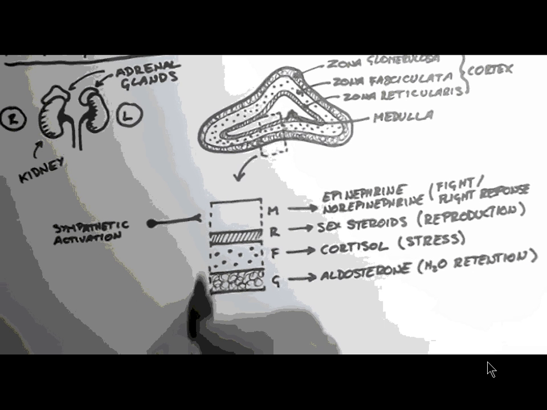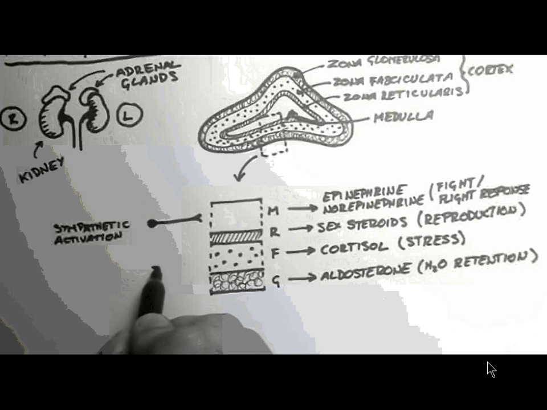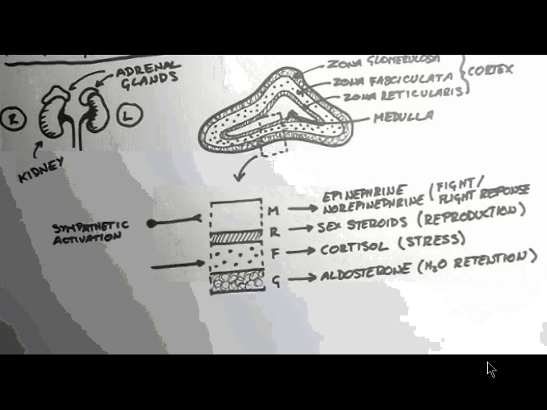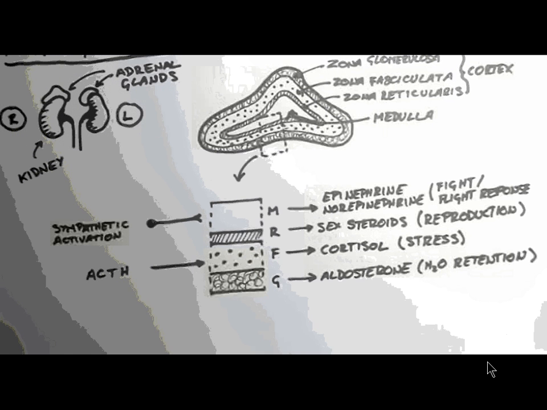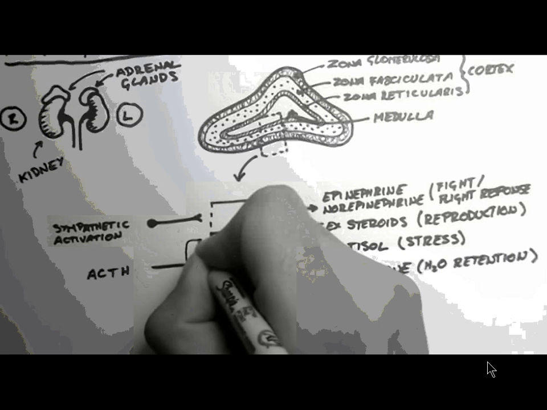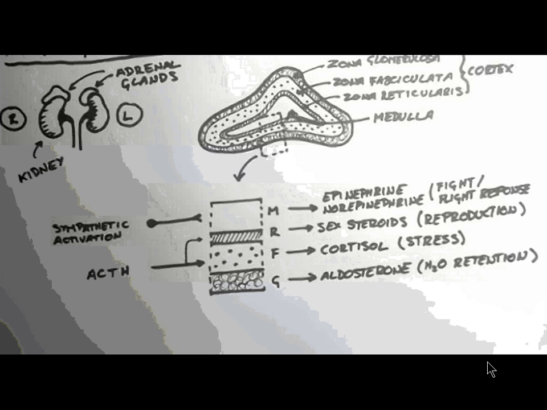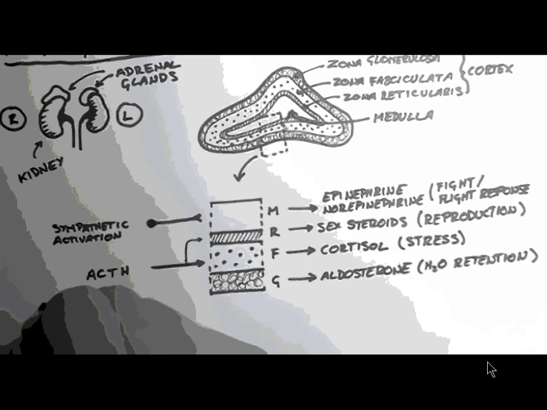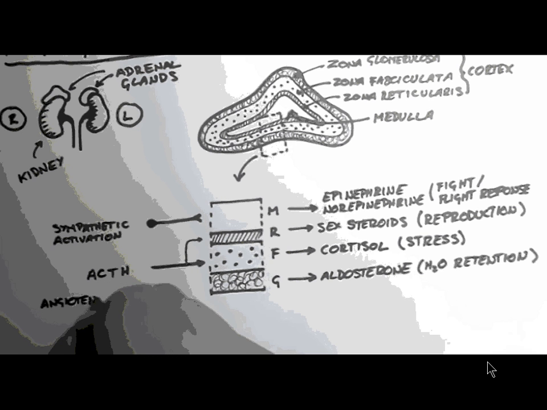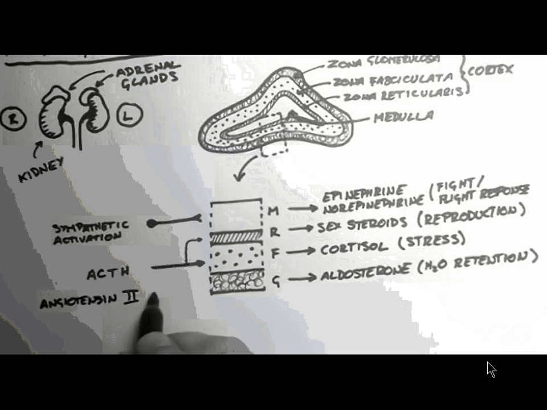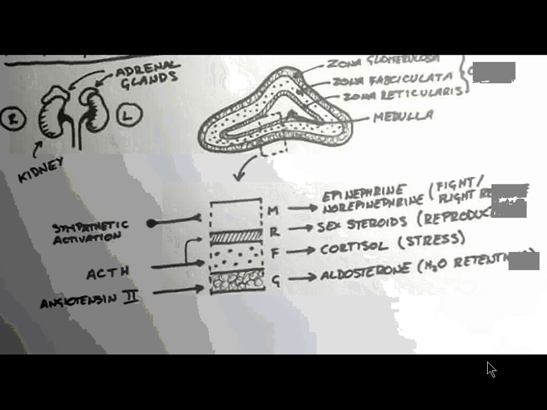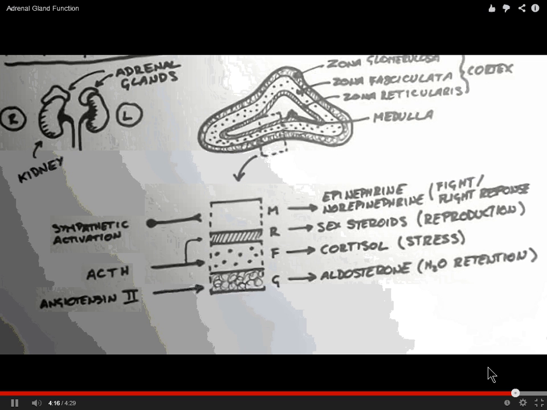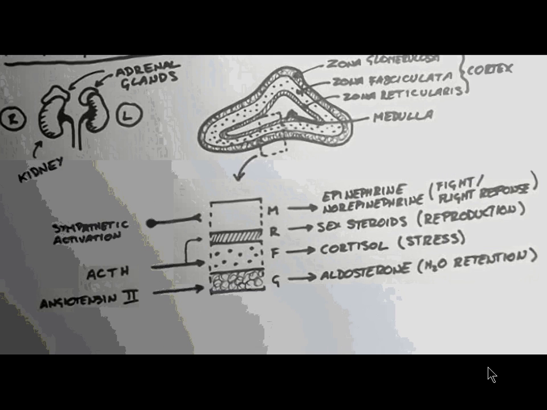ACTH, or adrenocorticotropic hormone, releases cortisol from the fasciculata. It also has another effect on the reticularis in releasing sex steroids. ACTH is from the pituitary. Angiotensin-2 causes the release of aldosterone, and it's part of the renin-angiotensin-aldosterone pathway. And that's an overview of the adrenal function.